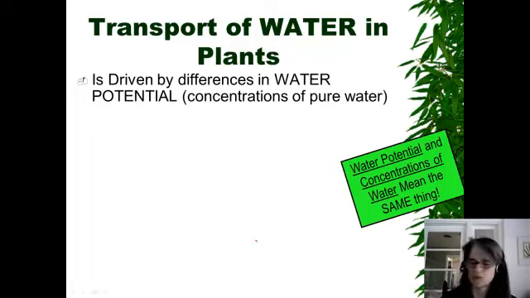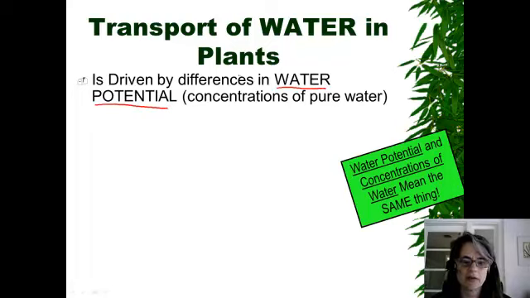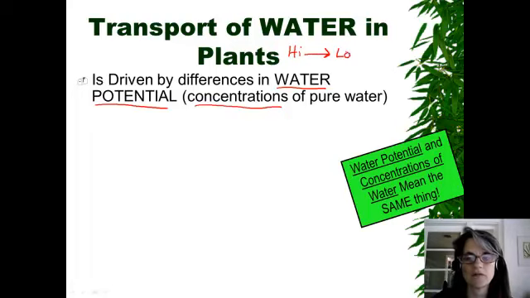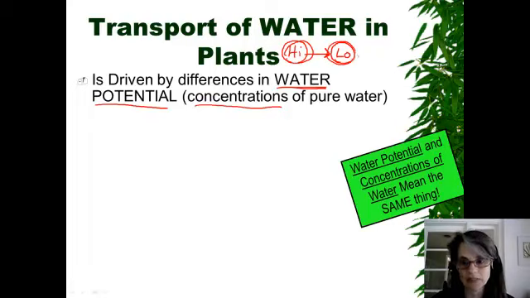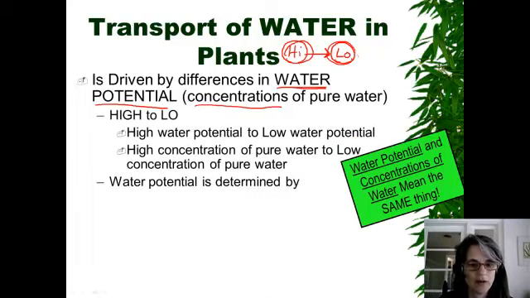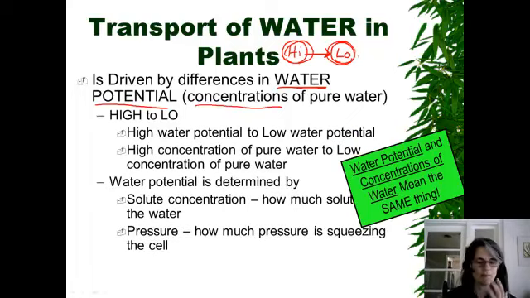Now, foundational as well to movement of water in plants is having an idea about water potential. This is really just another way of talking about water concentrations. Remember, in osmosis, water moves from an area of high concentration where there's a lot of water molecules to an area of low concentration where there's not as many. That's osmosis. Water potential is just another way of saying that water moves from an area of high potential to an area of lower potential, a place where there's lots of water to a place where there is less water. Okay? High to low.